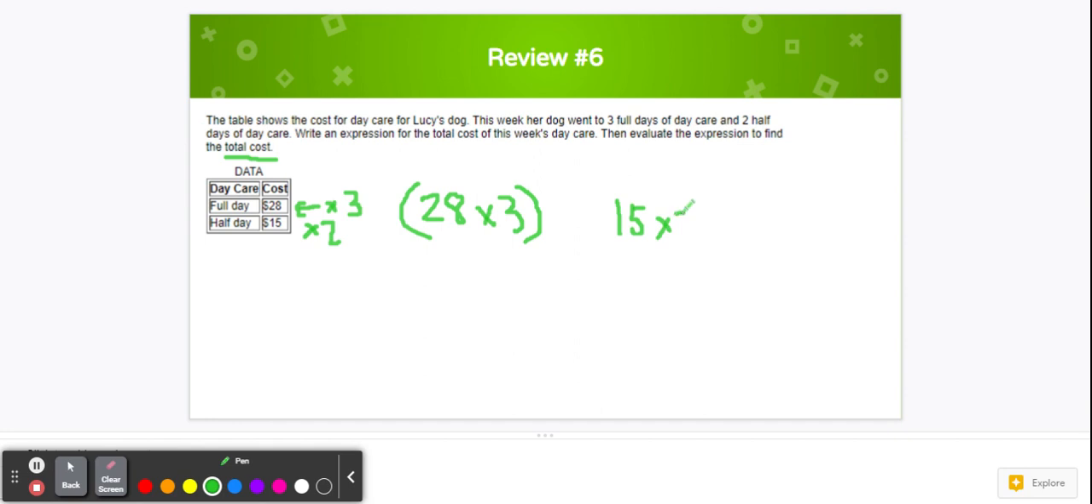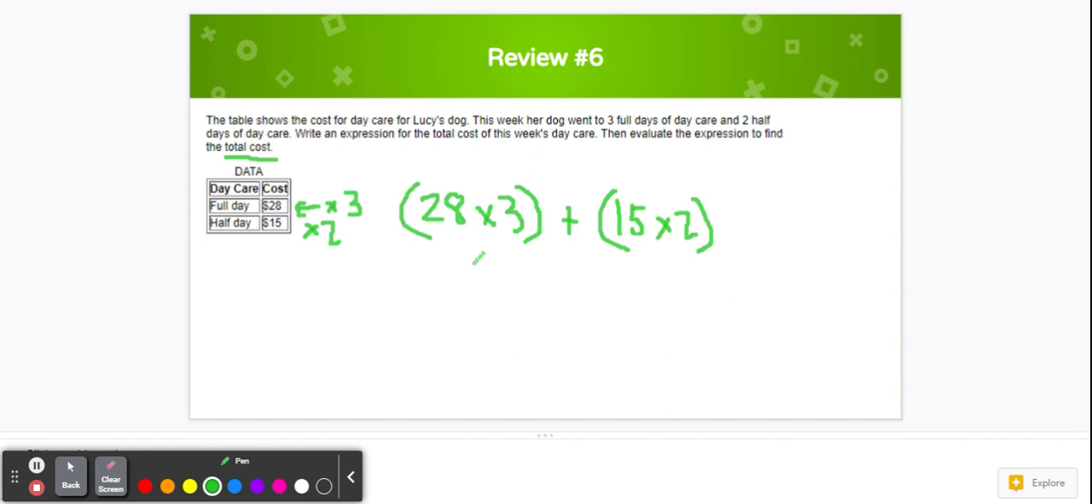How do I find the total amount of what she spent? Well, I need to add together what she spent on full days plus what she spent on half days. I don't want to multiply these two together. That's going to give me a very big number. And I can estimate and know that it's not going to be a huge number. So I do want to go ahead and add those two together to find out.